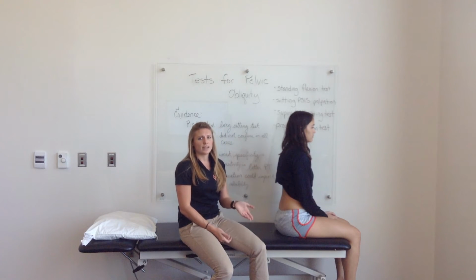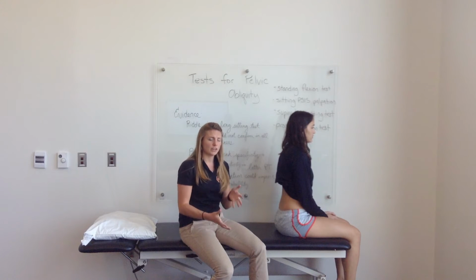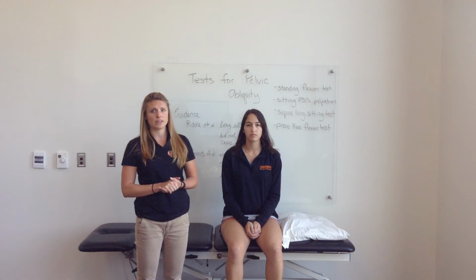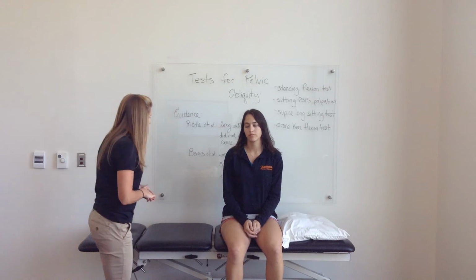If you find that one side has a hypomobile SI joint, this is potentially indicative of a pelvic obliquity on that side. To further delineate if it's an anterior or a posterior innominate rotation, the next test is the supine long sitting test. So you're going to have the patient lay down on the back.